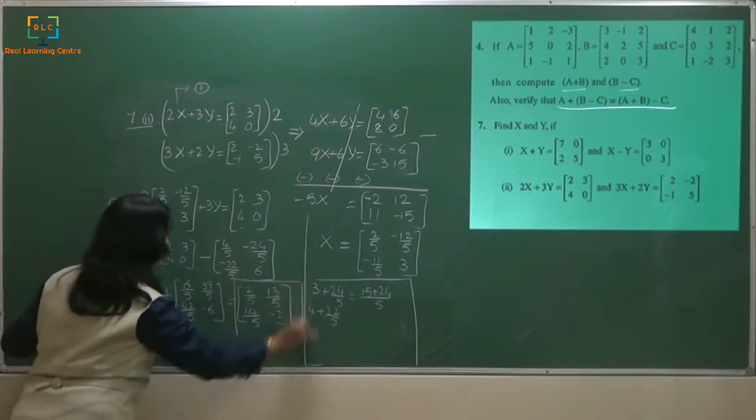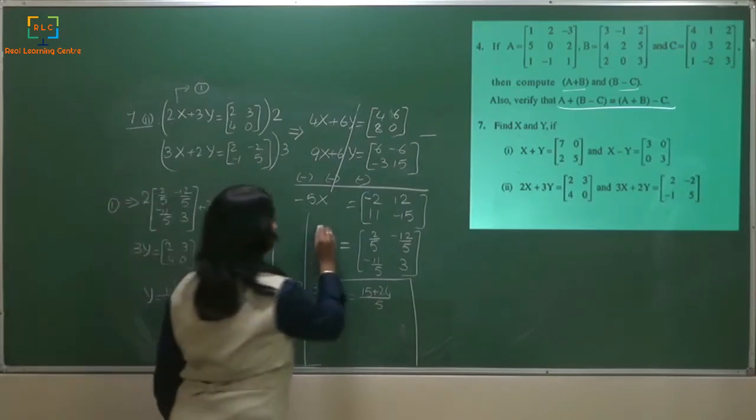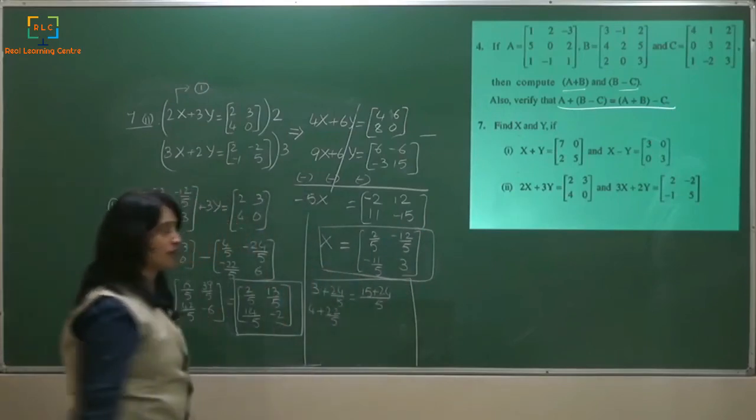So this is my y matrix, and where is my x matrix? Therefore x is equal to this. This is my x matrix. We have found out x and y.